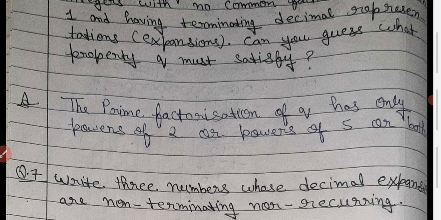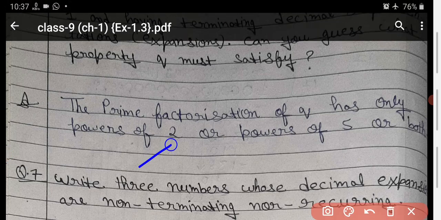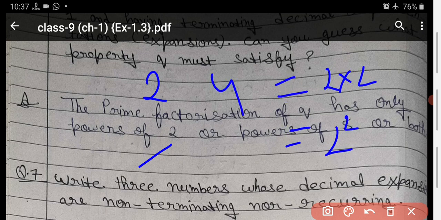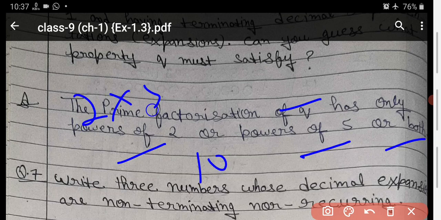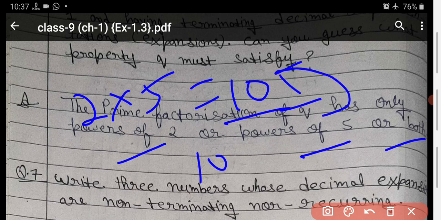The prime factorization of q has only a power of 2. Power of 2, they have a factor of power. So 4 is there. Then 4 means 2 into 2. Can you write here 2 to the power 2? So power of 2 means they have some power, it may be 2 or 3, whatever it was. So the prime factorization of q has only a power of 2 or a power of 5 or both. Both means 10. If they have both, that is 2 into 5, it means they become 10. So if they have 10, they become what? Terminating decimal. So it is just an example question only. It is for the purpose of increasing your basic knowledge only. It is not for calculation purposes.